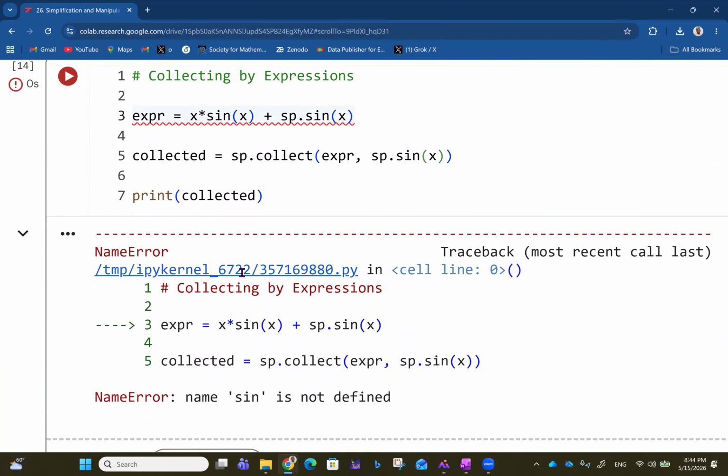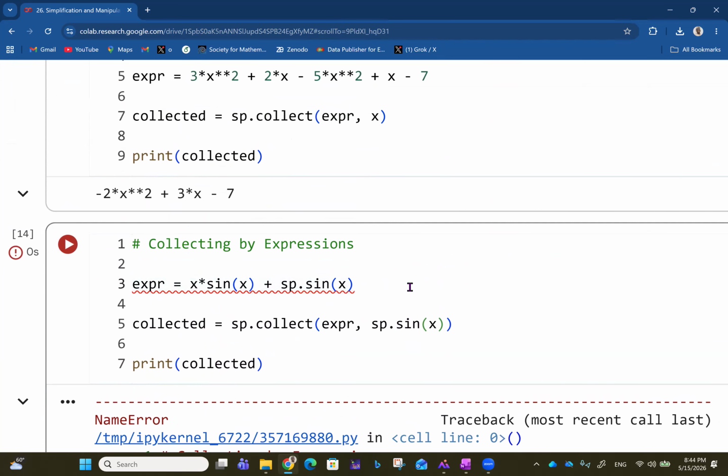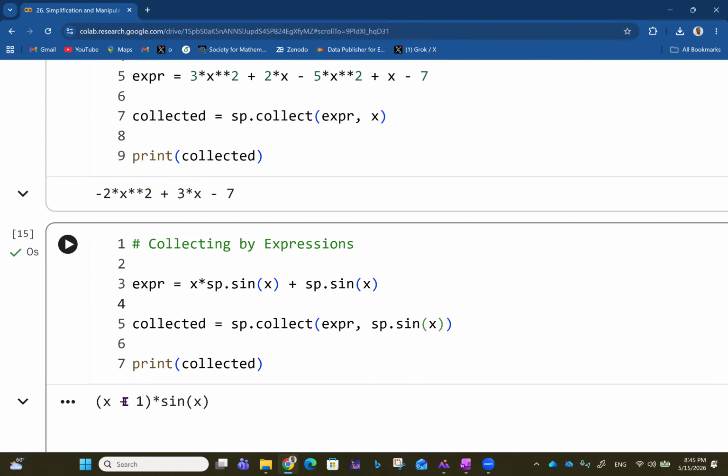So it tells us name sine is not defined because sine can only come from SymPy or math or something like that. But here, SymPy is what we're dealing with. So basically you're saying x sine x plus sine x. And that's why if you do that, you get x plus 1 into sine x. So that's when you collect.